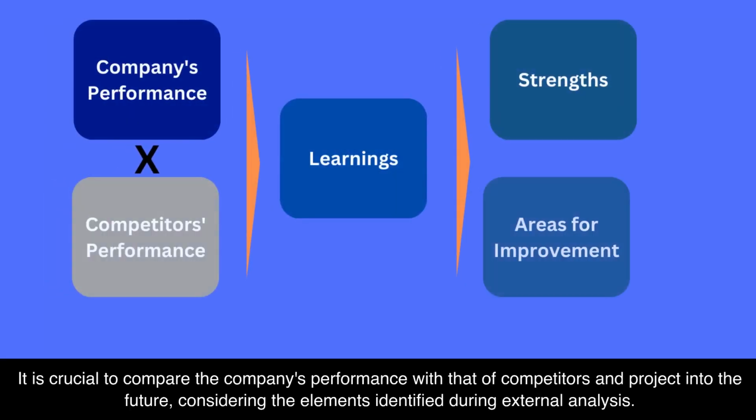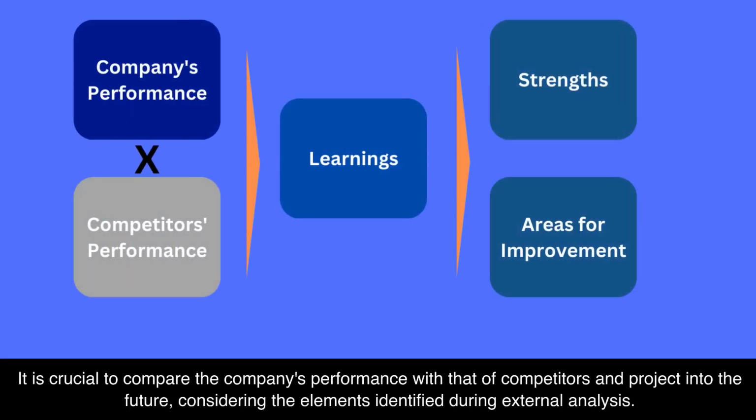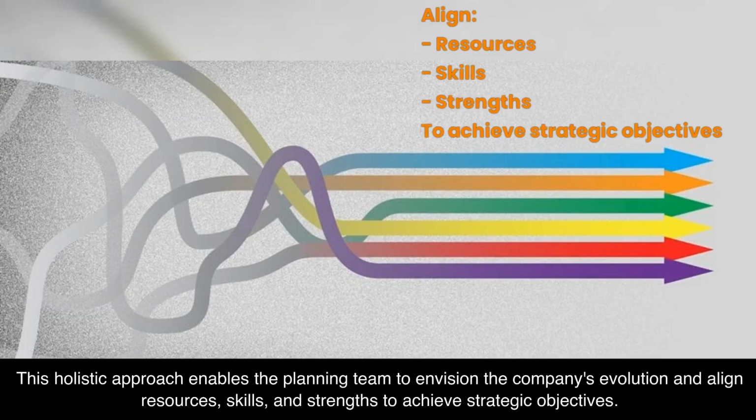It is crucial to compare the company's performance with that of competitors and project into the future, considering the elements identified during external analysis. This holistic approach enables the planning team to envision the company's evolution and align resources, skills, and strengths to achieve strategic objectives.